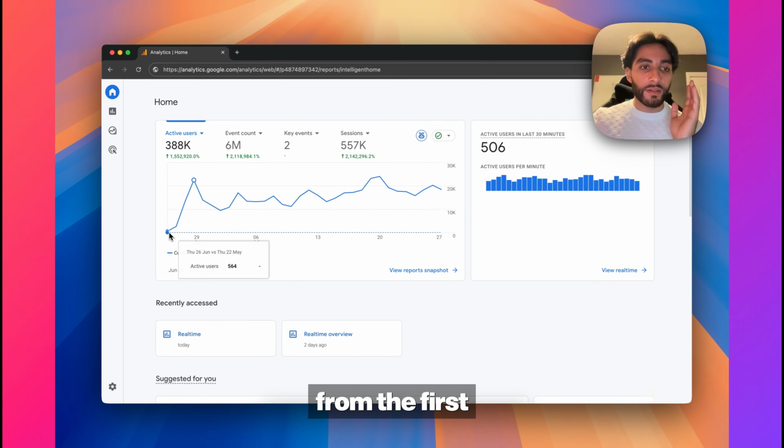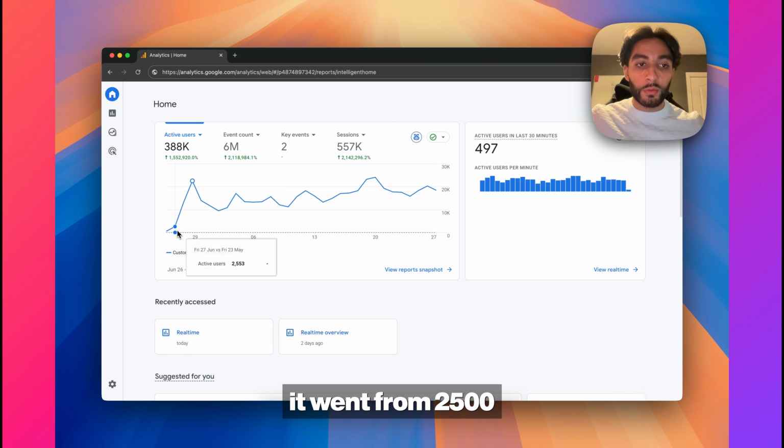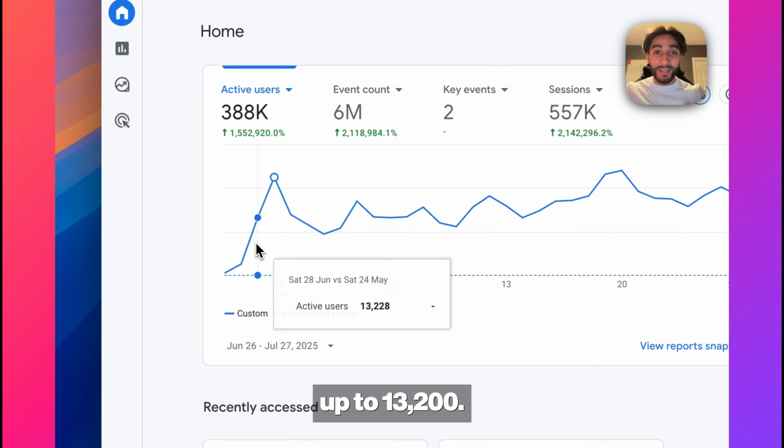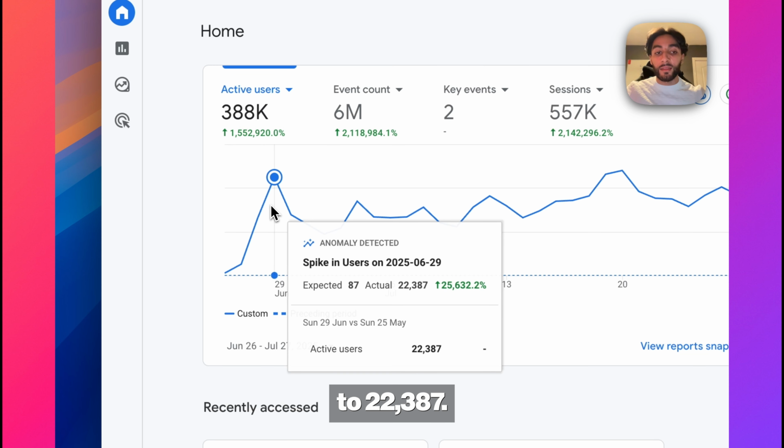So you can see from the first half day to a full day at 5x the traffic, and then the next day it went from 2,500 all the way up to 13,200, and the following day after that it went up to 22,387, so much so that it picked up an anomaly, a spike in users, and you can clearly see that the users were aware of.